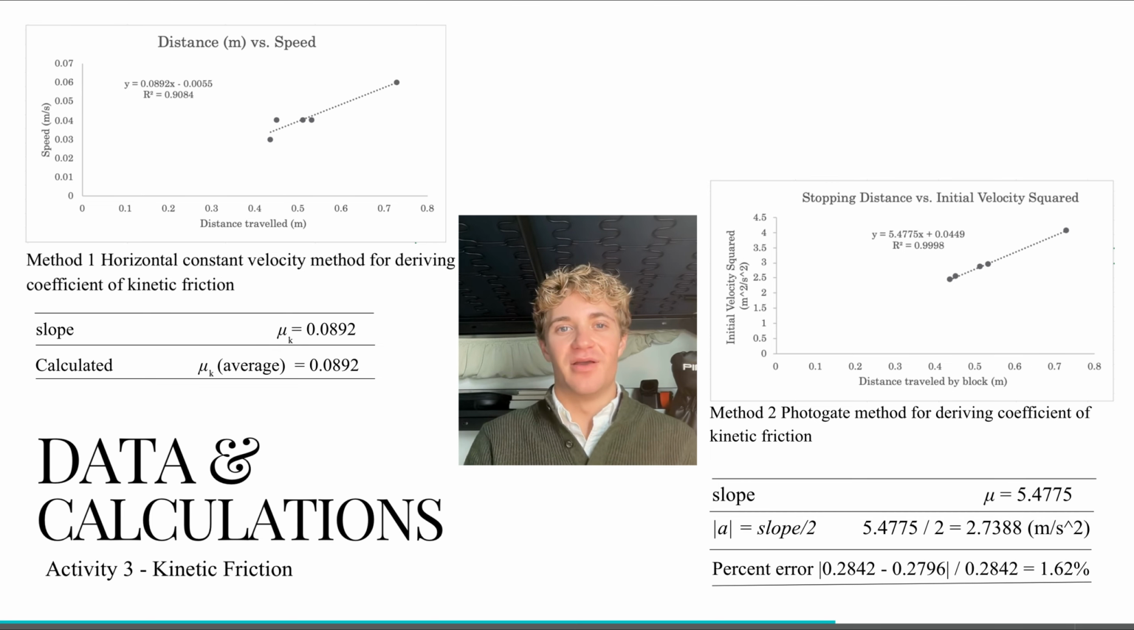In the second method, the block was given an initial speed and allowed to slide to a stop. We plotted the speed squared versus stopping distance, and the slope given on the graph gave twice the acceleration. From this, we calculated that mu sub k is equal to 0.28. The percent error between the two methods was approximately 1.6%, showing a strong agreement and supporting the theoretical model.